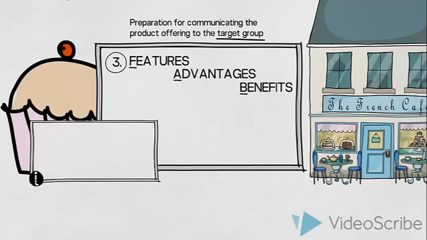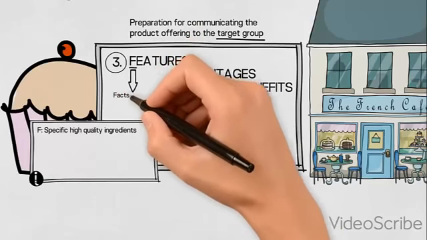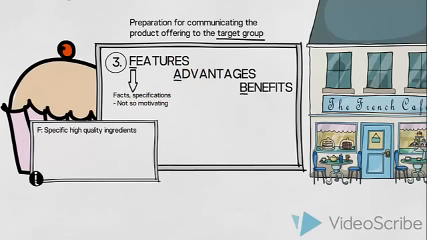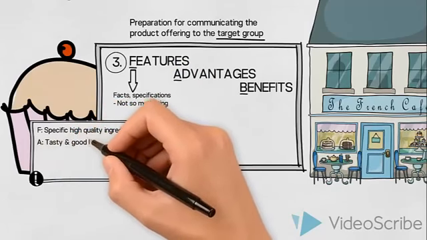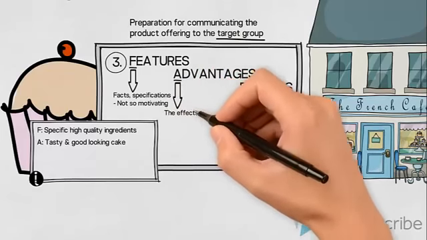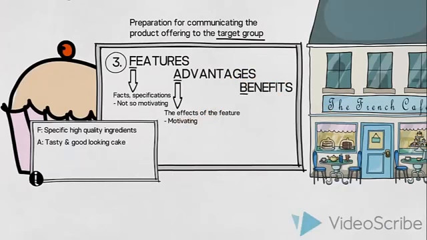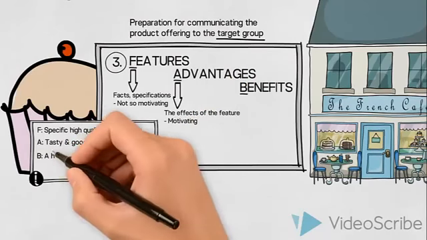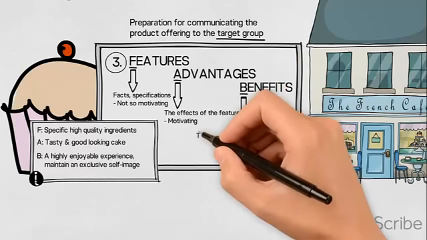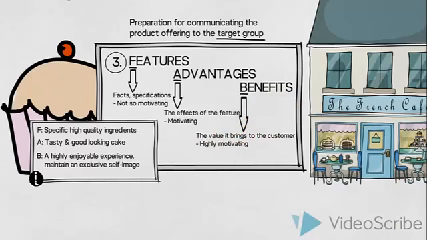Let us look at some of the features in our product offering. The high quality ingredients of our cakes is a feature. So features are facts or specifications. They are not so motivating in themselves. However, we can translate this feature into an advantage of a better tasting and better looking cake. Advantages are then the effects of the feature, and they are somewhat more motivating than the feature itself. Furthermore, this advantage gives our target group the benefit of a highly enjoyable experience that allows them to preserve their all-important self-image. So benefits are the values that this feature brings the customer, and this is highly motivating to the customer.